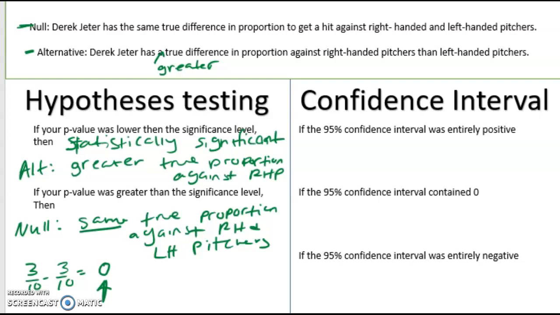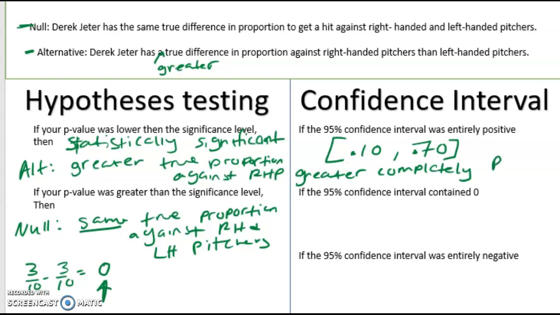So on the flip side, on confidence intervals, if I calculate a confidence interval that's entirely positive, so let's say it goes from 0.10 to 0.70. So this interval shows me that the lower boundary is positive and the upper boundary is positive. Meaning in this instance, we think that in every ounce of that interval he did better against right-handed pitchers. So we think that he did greater completely against right-handed pitchers.